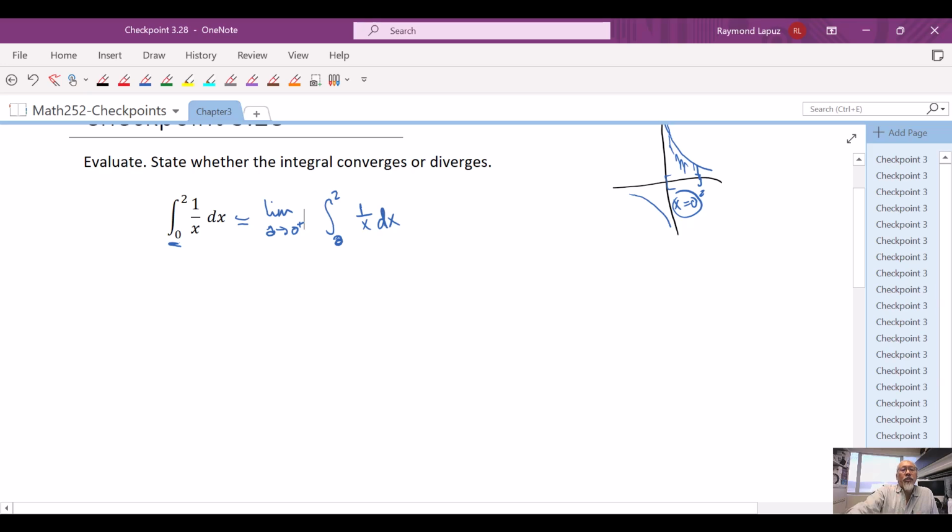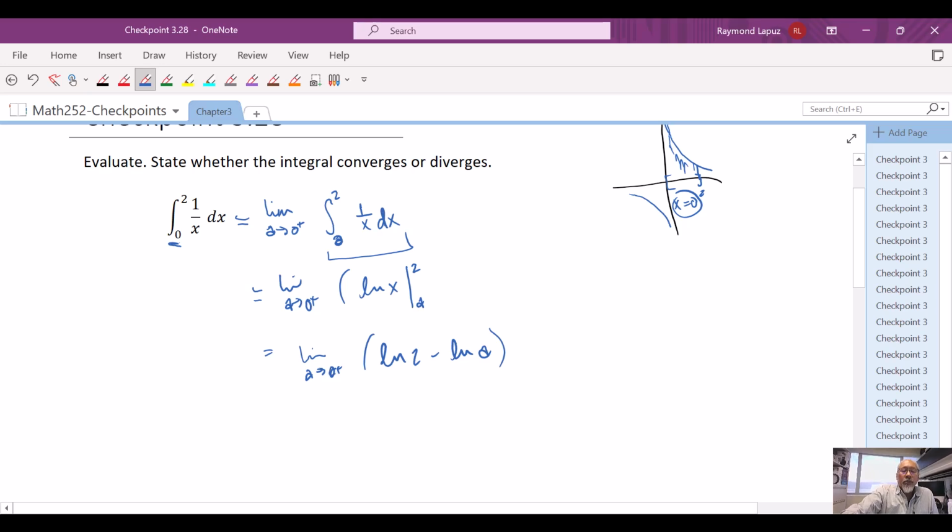Alright, now let's take the antiderivative here. The antiderivative of 1 over x is ln x. We'll evaluate from a to 2 with the limit as a approaches 0 happening here in the beginning, and then we'll evaluate these at this value. So the limit as a approaches 0 from the positive side of ln 2 minus ln of a. Now this limit here, we haven't taken the limit yet, we're about to.